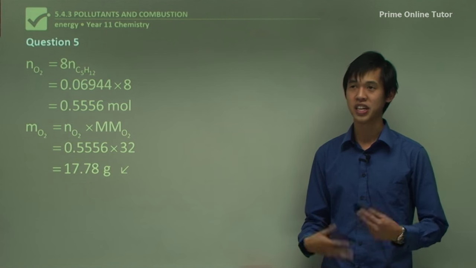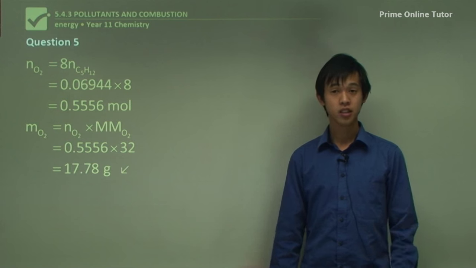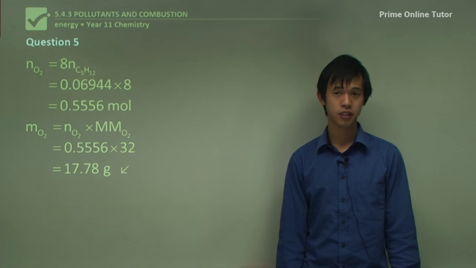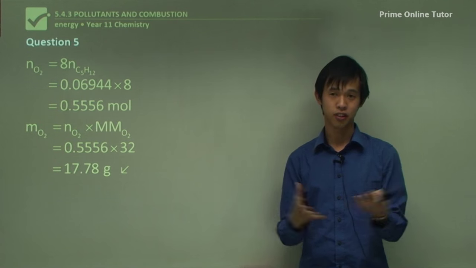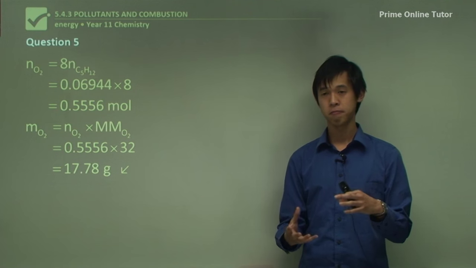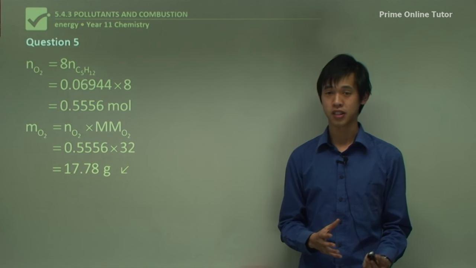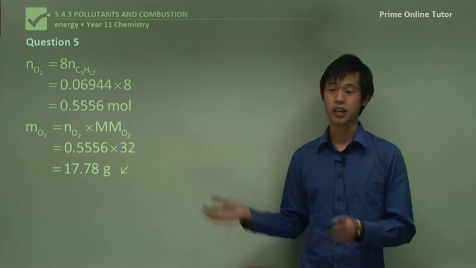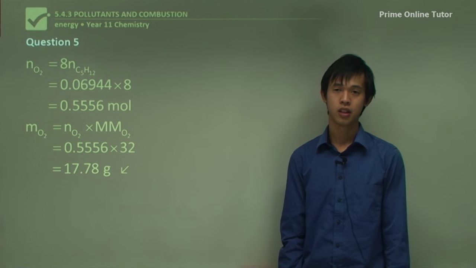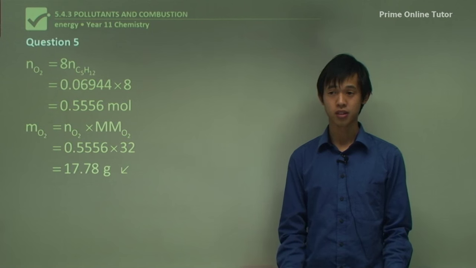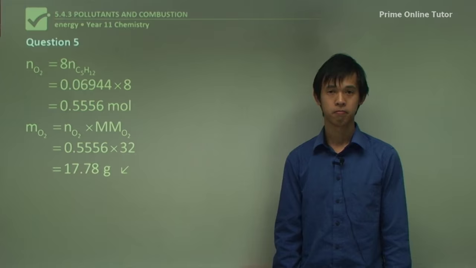So you can see that we need a lot more oxygen than we actually have of pentane. So that concludes today's lesson on incomplete combustion. We studied incomplete combustion and complete combustion, and how to solve the reactions and balance them. And then we did some problems relating to how incomplete combustion is undesirable, as well as doing a mole calculation on complete combustion. So in the next lesson, we'll talk about more pollutants from combustion. And I look forward to seeing you in our next lesson.